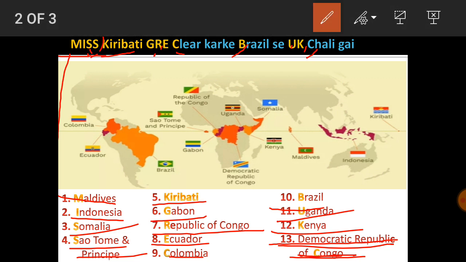You can see in the map also this line, this 0-degree latitude, this is the equator which passes through these 13 countries.